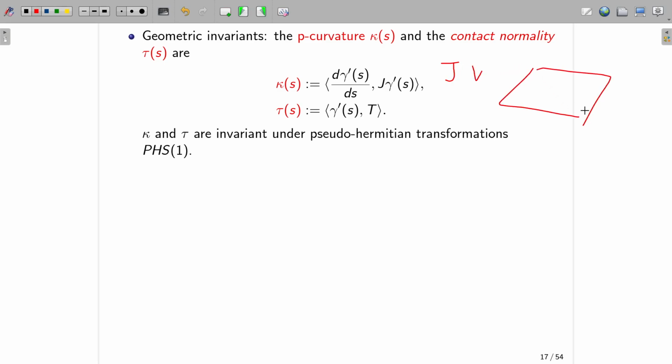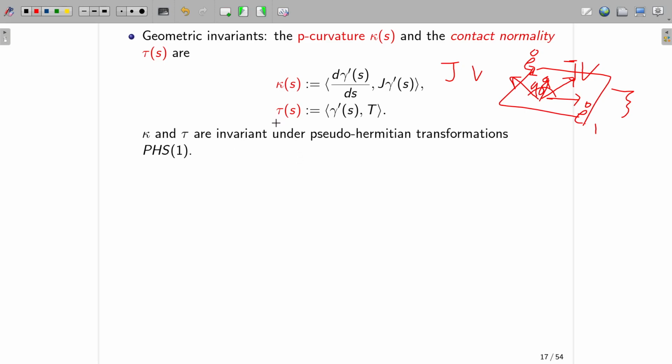If we have a contact plane, any vector on the contact plane can be spanned by the standard basis E1 and E2. So applying J means that we just rotate the vector on the contact plane by 90 degrees. Okay, and this is an invariant under the pseudo-Hermitian transformation, as we proved.